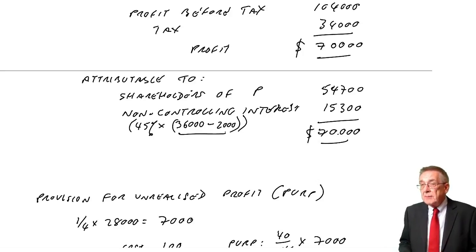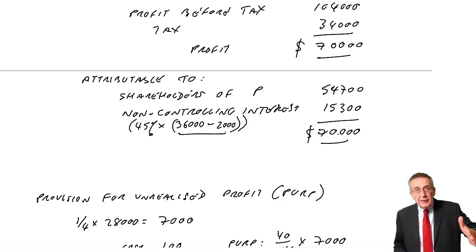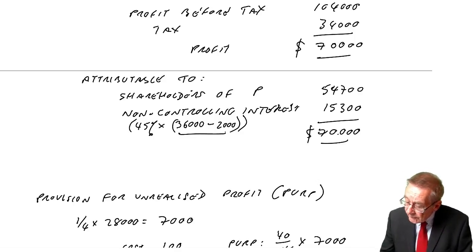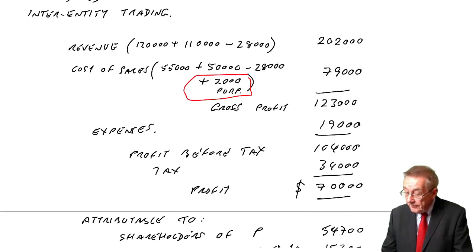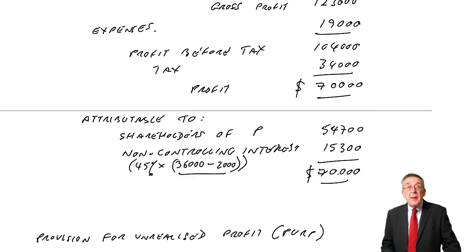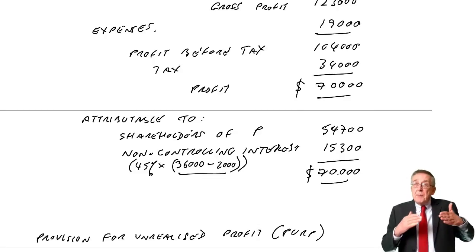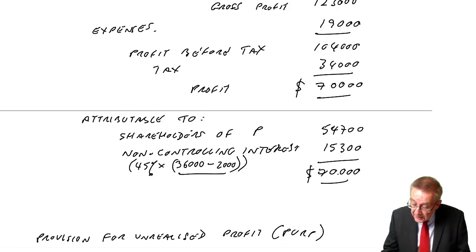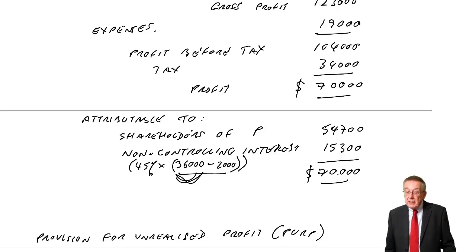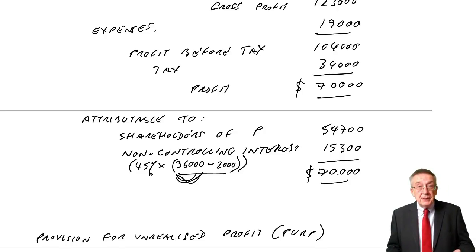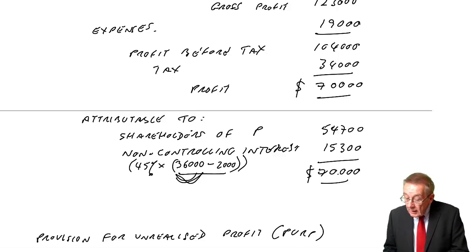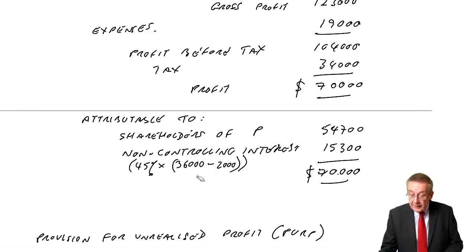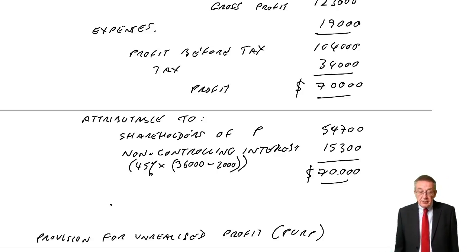But remember, same as with statement of financial position, had it been the parent who'd sold the goods to the subsidiary, then again, cost of sales would have increased by 2,000 to reduce the profit. But had it been the parent who'd sold to the subsidiary, it would be the parent who'd taken credit for that profit, not the subsidiary. And therefore, the non-controlling interest would be 45% of the full 36,000. Anyway, there we are. Again, it's the same problem we had with statement of financial position, so there's not really anything new. It's more a question of the presentation.